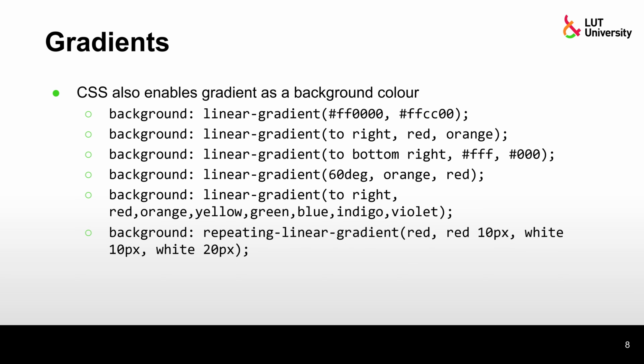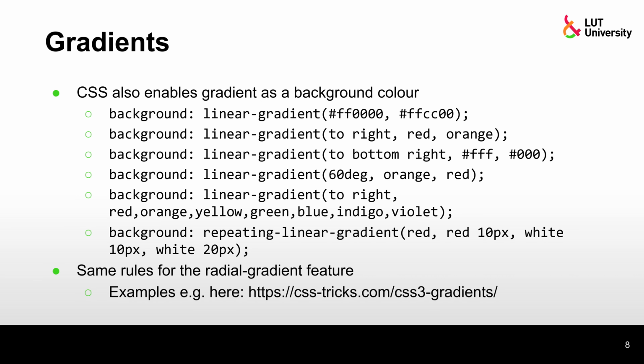So this repeating linear gradient, it starts from red, and after 10 pixels we are still red, and then white to the next 10 pixels, and then white in the next 20 pixels. And so this is like 40 pixels, and then it repeats again. And same rules for the radial gradient. So this is linear. We can also have radial gradients. And you can get examples, for example, from csstricks.com that has a lot of good material when you are learning CSS and want to do some nice fancy designing.